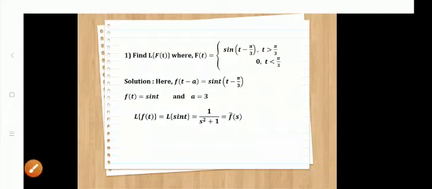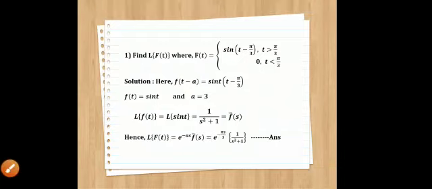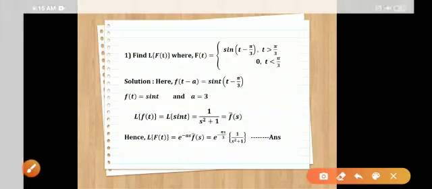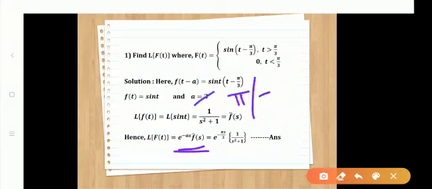Now we will apply the second shifting theorem. So we will get, hence L of capital F of t equal to e raised to minus as f bar of s. This is the formula, and here we will put the value of a as, sorry, this is not 3, this is pi by 3, e raised to minus pi by 3 into s, and this f bar of s result as 1 upon s square plus 1.